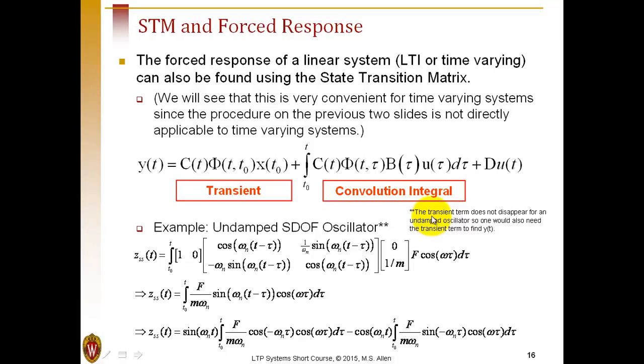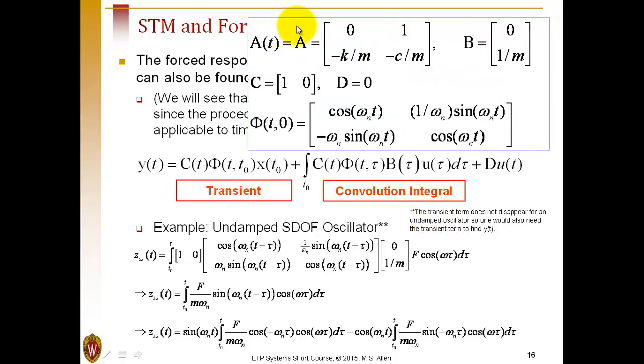Let's do an example. Consider the 1DOF system that we talked about earlier. This was the time-invariant 1DOF system state matrix, the A, B, C, and D matrices. And we found earlier that its state transition matrix was given by this analytical expression. So if we want to use that to find the forced response, we'll leave off the transient term for now, even though technically that term would never disappear. Let's focus on the steady state term. Plugging everything in, we end up with this integral, which we could evaluate to find the forced response.